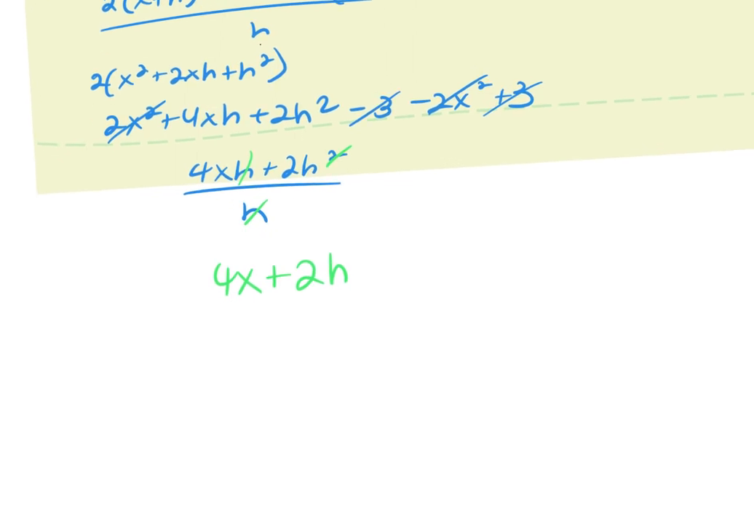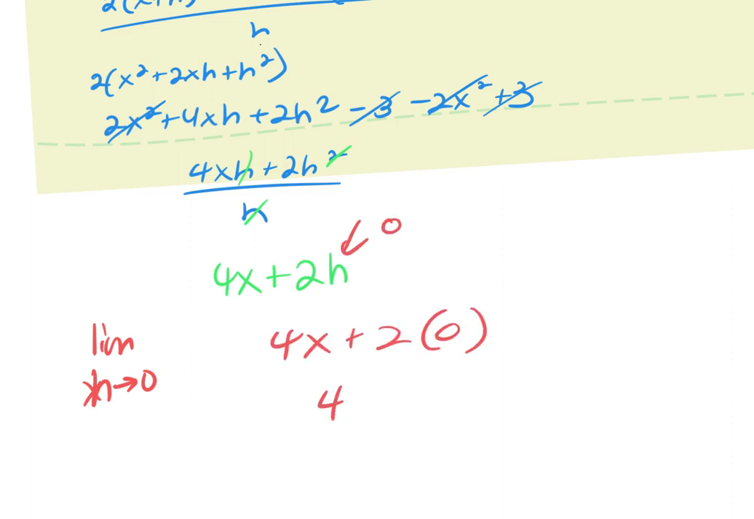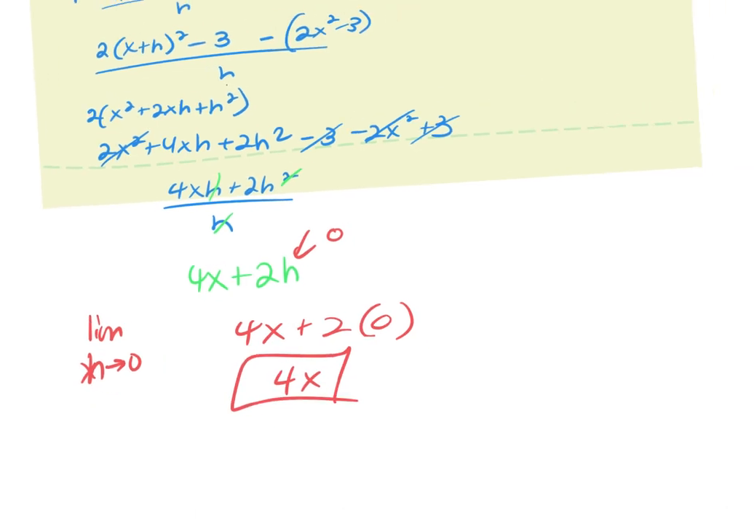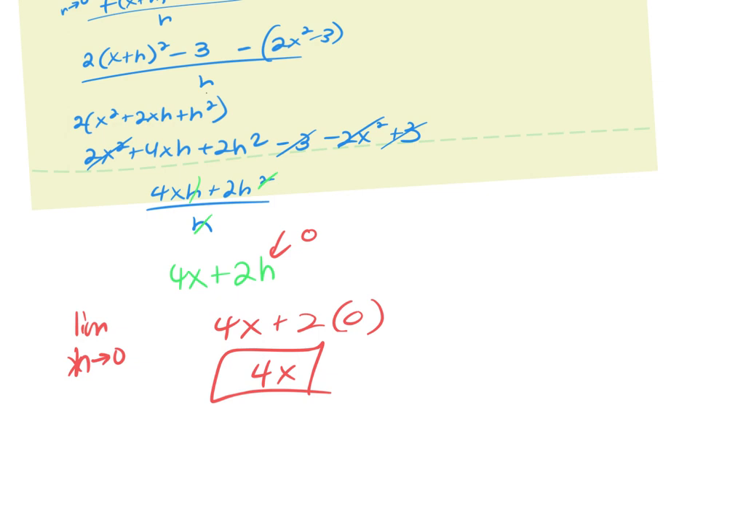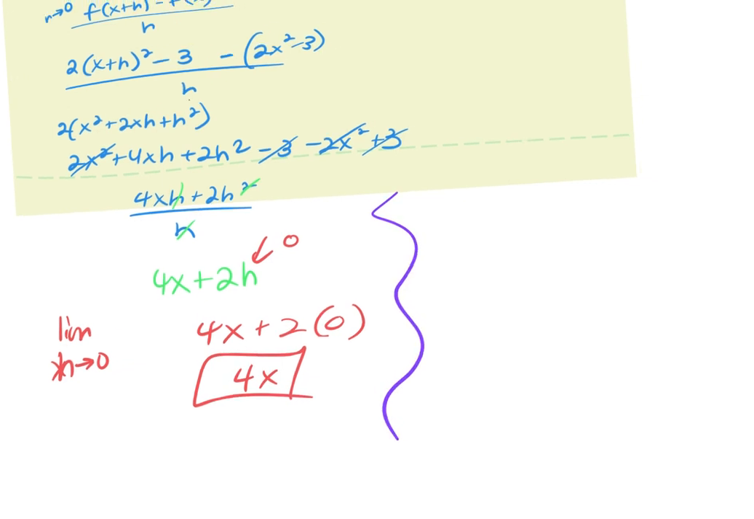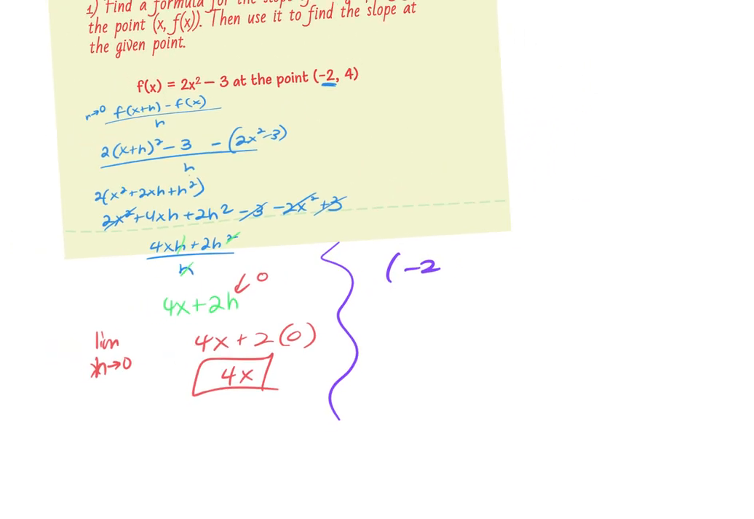But then I need to find the limit as h approaches 0. So I plug the 0 in, and I get 4x plus 2 times 0. So the equation used to find slope is that, 4x. That's the first part. Then it wants it at a specific point, which was -2, 4.